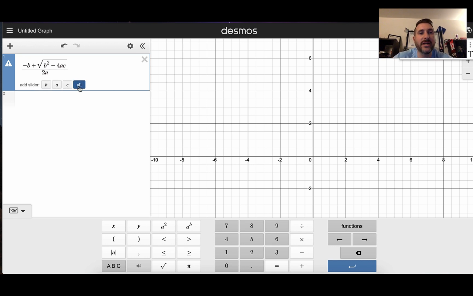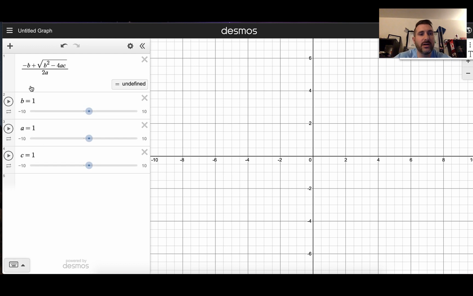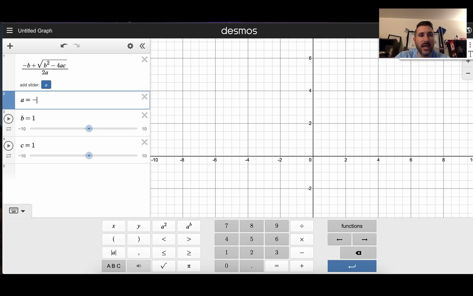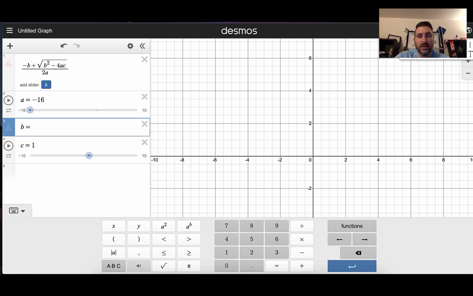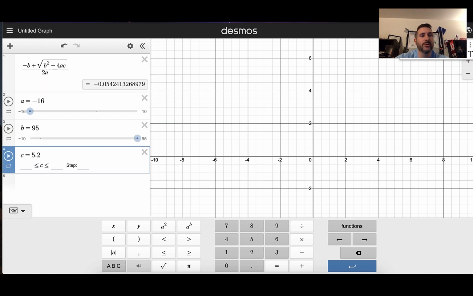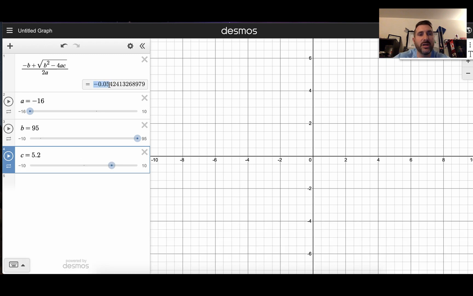I'm going to add a slider for all of them. And here, B came up first, so I'm just going to drag to rearrange so they're in order, A, B, and C. In our problem we just did, A was negative 16, B was 95, and C was 5.2. So notice when I type in A, B, and C, it gives me an answer up here. So negative 0.05.